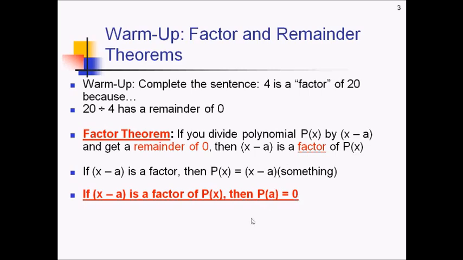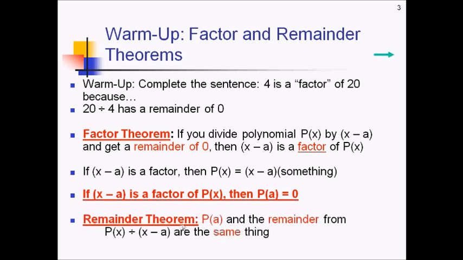Now this brings us to one more neat theorem. Notice that when you divided by x minus this number, and when you plugged this number in, you got the same result, remainder of 0, function value of 0. This brings us to the remainder theorem, which says that p of a and the remainder from p of x divided by x minus a, in other words, plugging in a number and dividing by x minus that number, give you the same thing. That remainder and that function result are the same thing. That'll be huge later on in the lesson here.